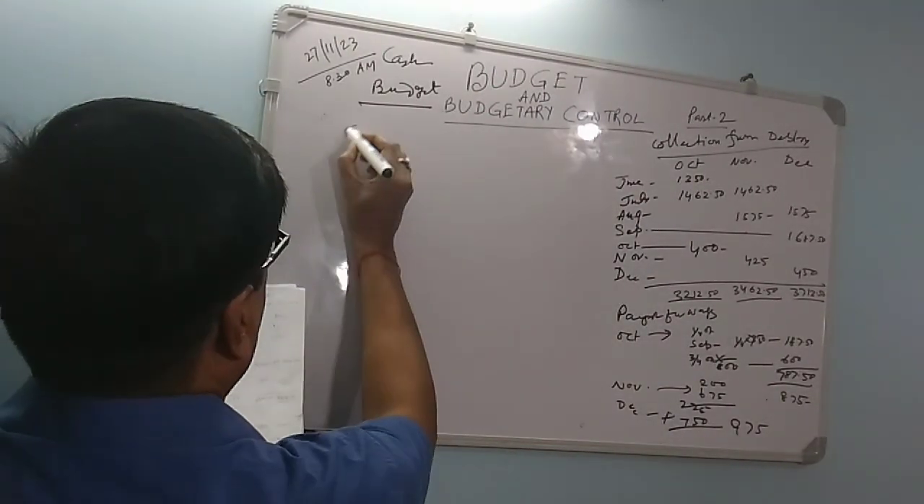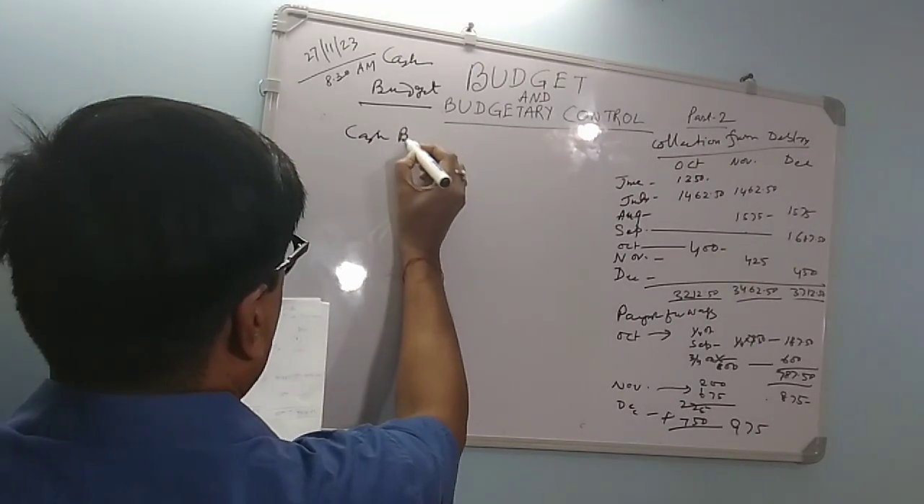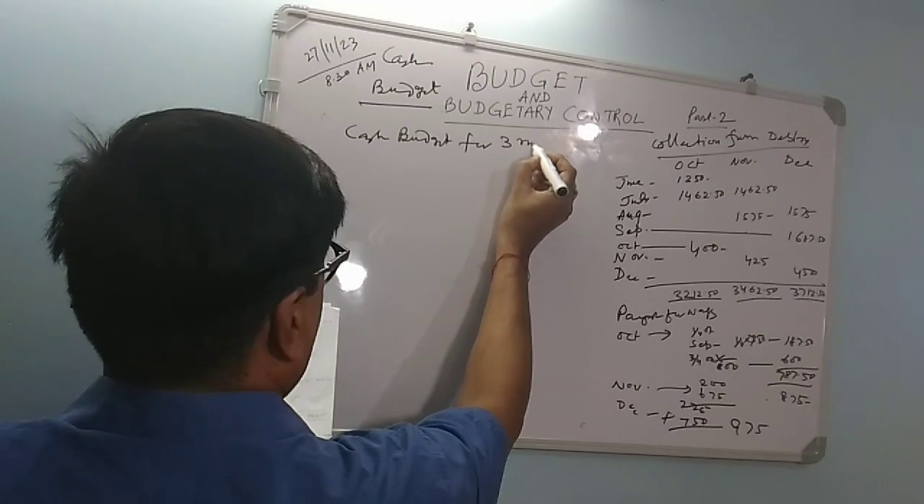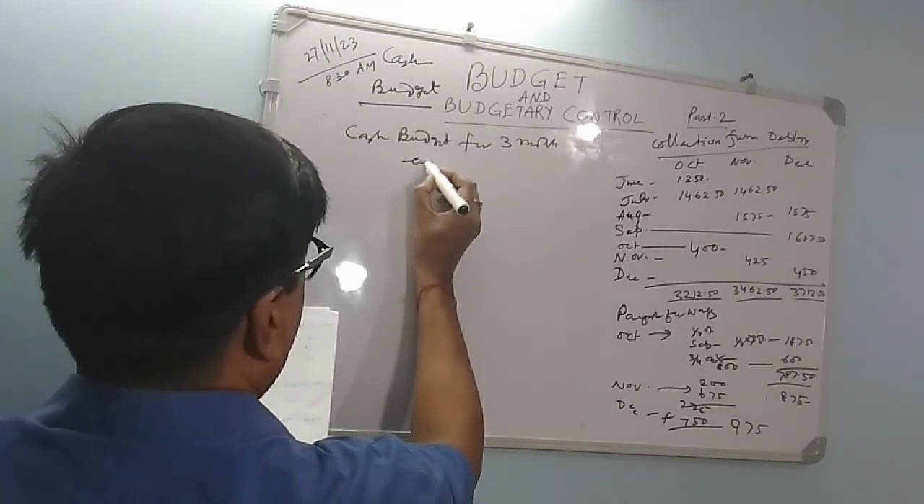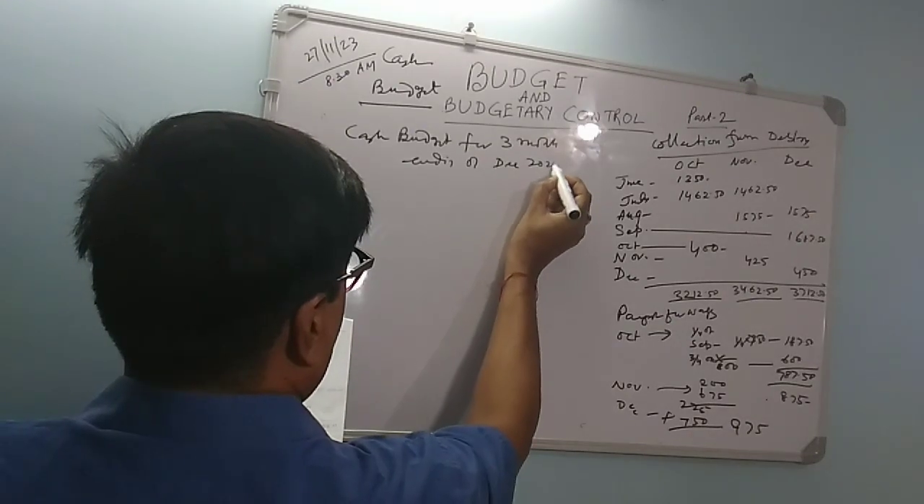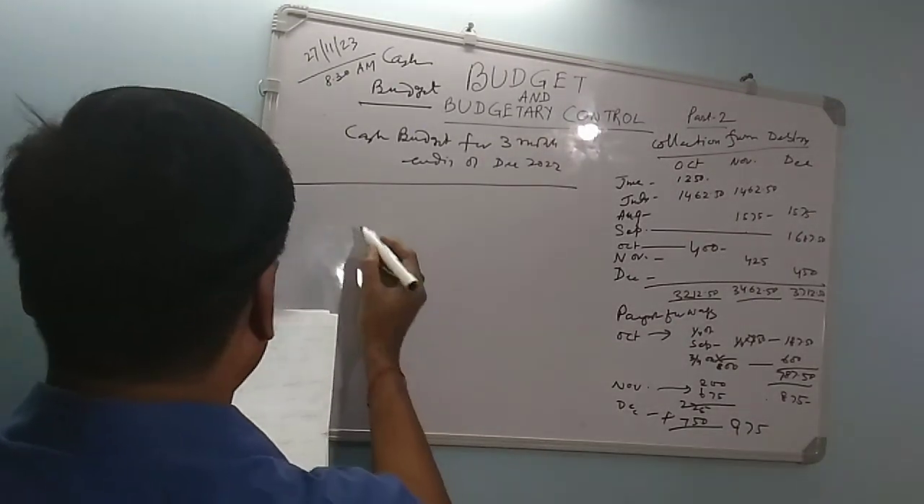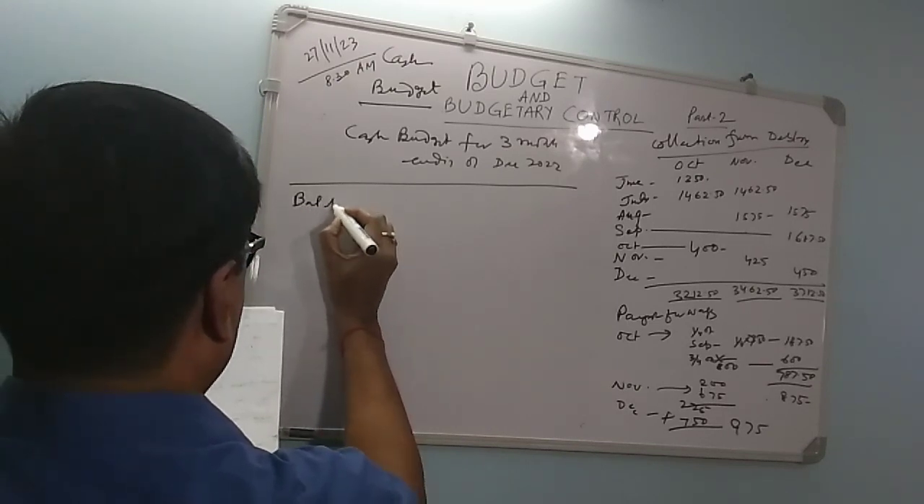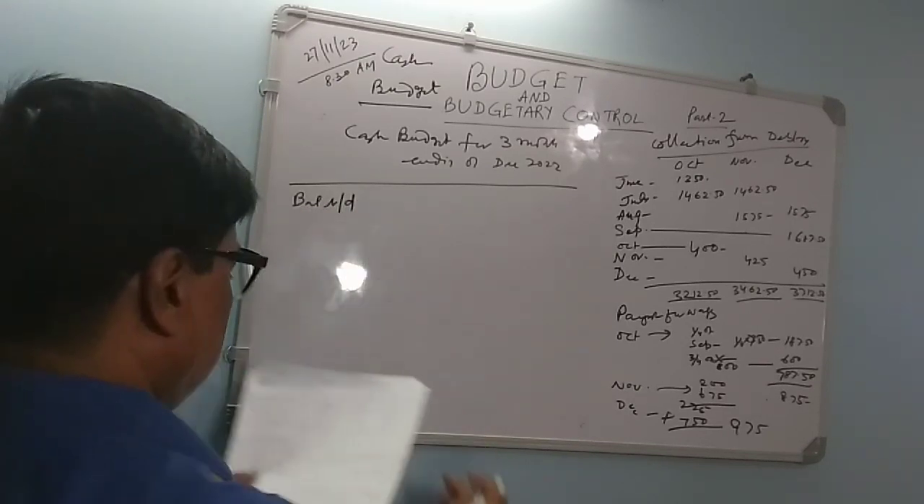You see that cash budget for 3 months ending on December 2022. So here you have to see how much balance brought down you have to start with.